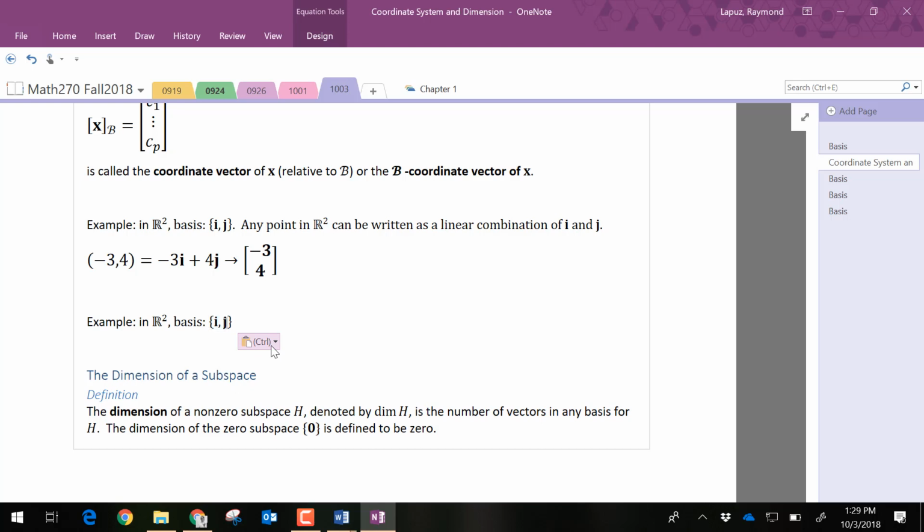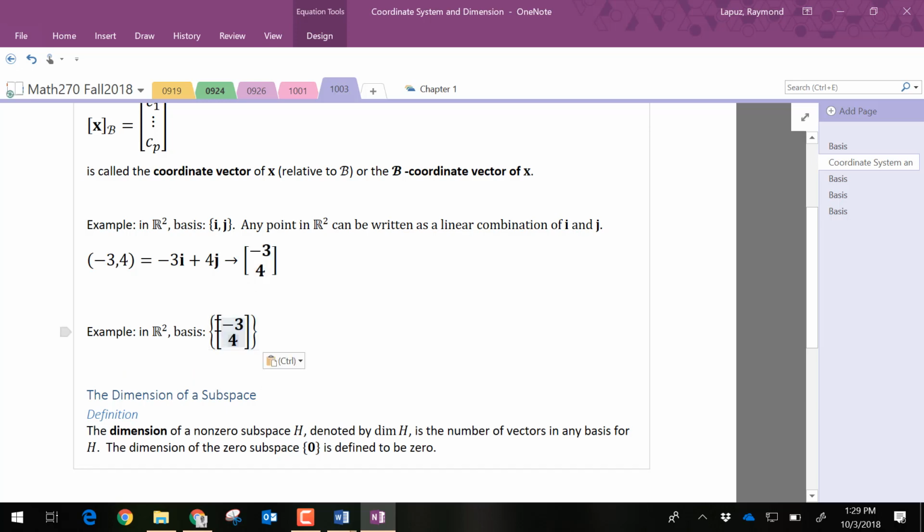Let's change our basis vectors instead of just the I and J. It turns out that if you have any two vectors that are linearly independent in R2, then they would be able to span all of R2. So I have one vector here. Can you give me another example of a vector that's linearly independent from 1, 1? 3, 2. It's linearly independent from 1, 1, right?